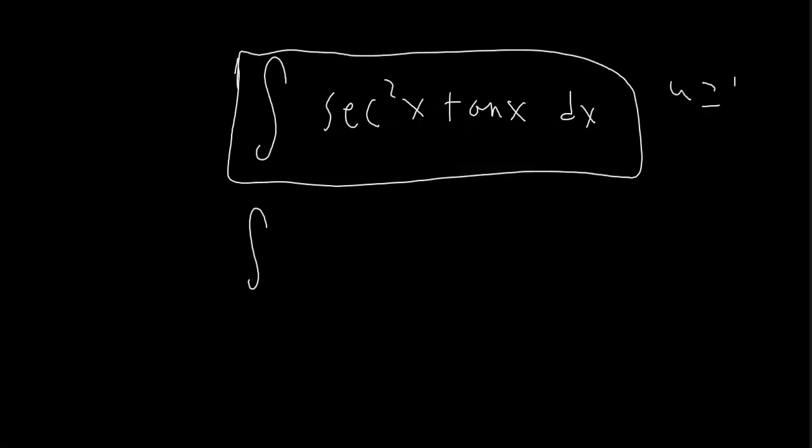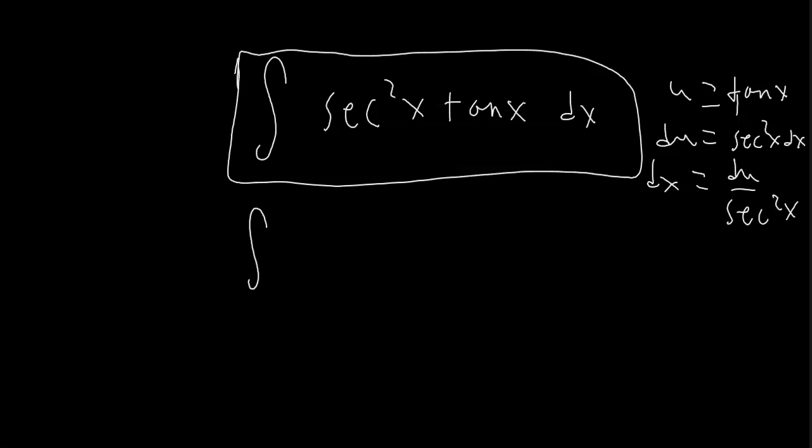U is equal to tan x, du is equal to secant x squared. Alright, I meant secant x squared, not secant x. And then we can put dx is equal to du over secant x squared. And then now we can cancel out the secant x squared. Okay, so it looks something like this.